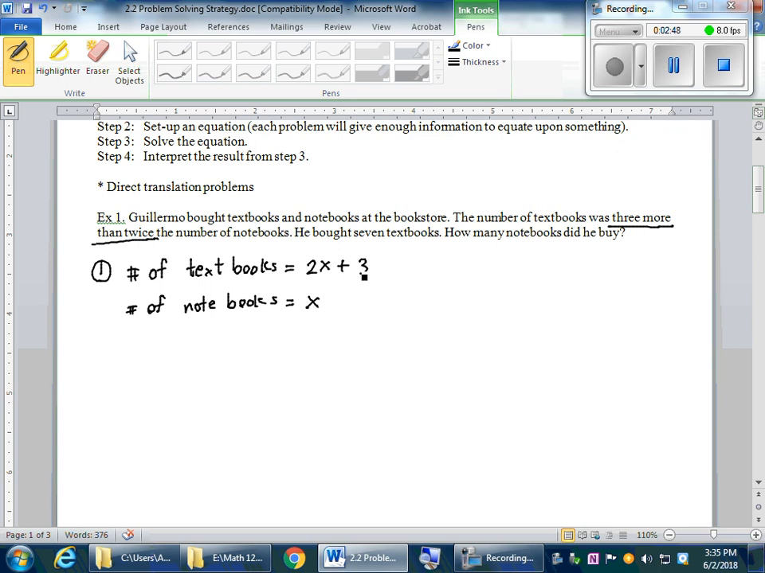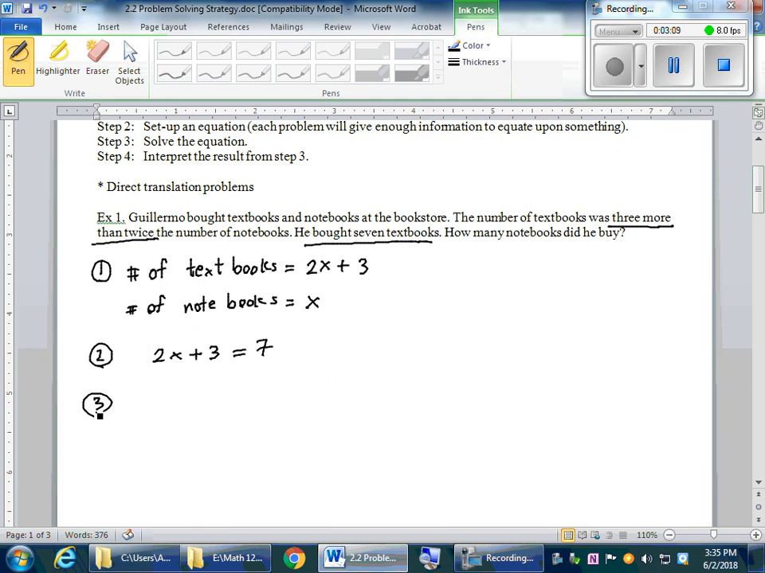Now, using these unknowns, we can set up the equation. The statement that allows you to equate is this. He bought a total of 7 textbooks. So that means 2x plus 3 must be equal to 7.